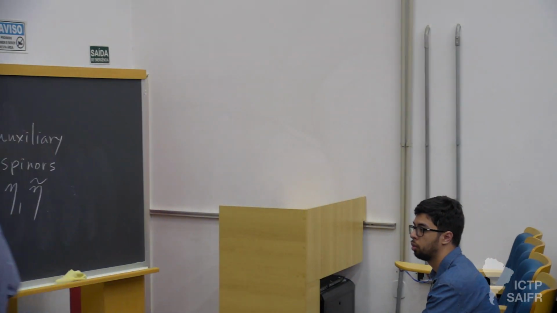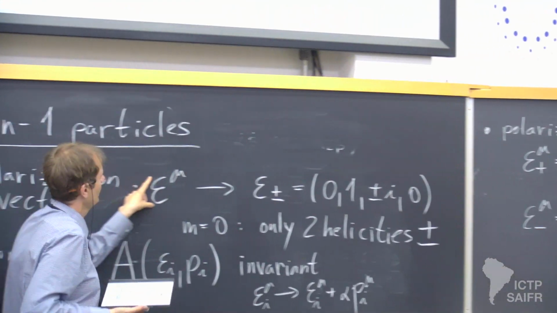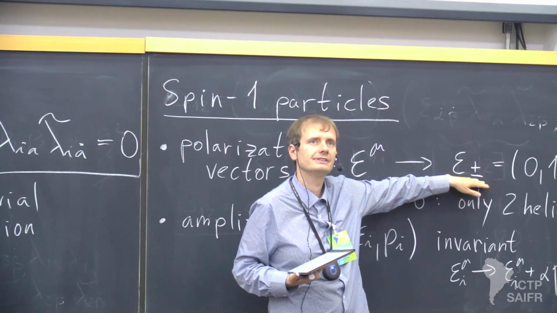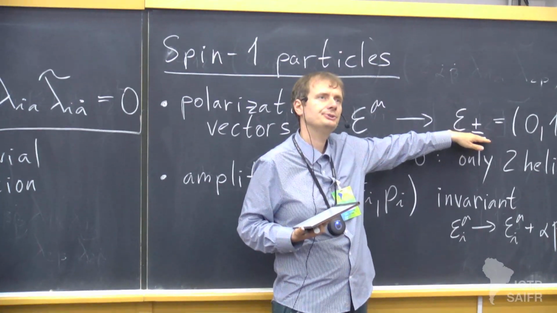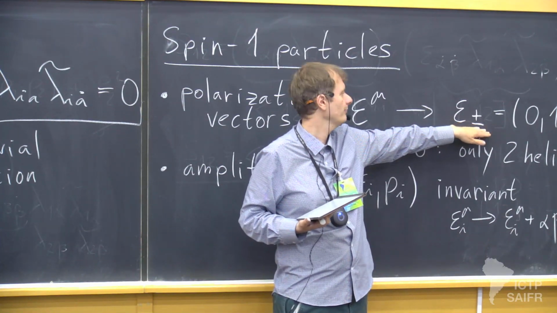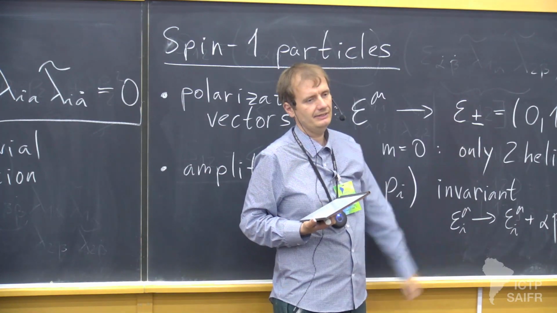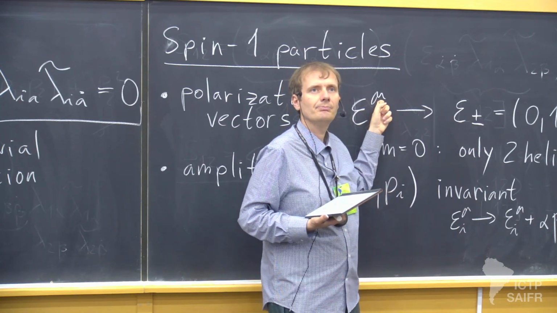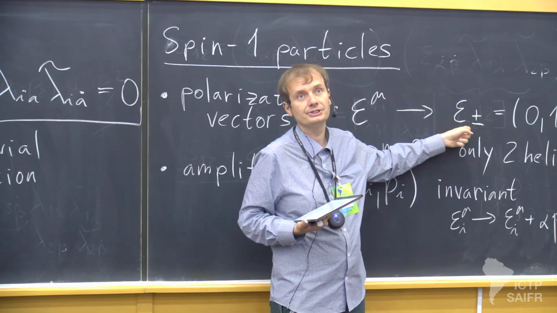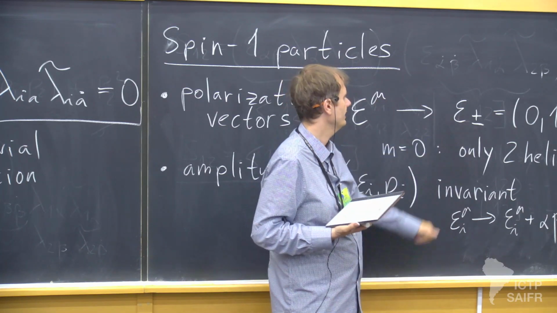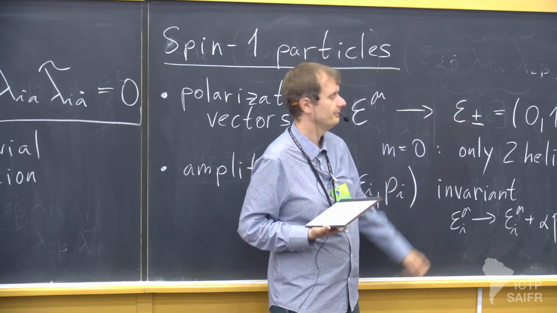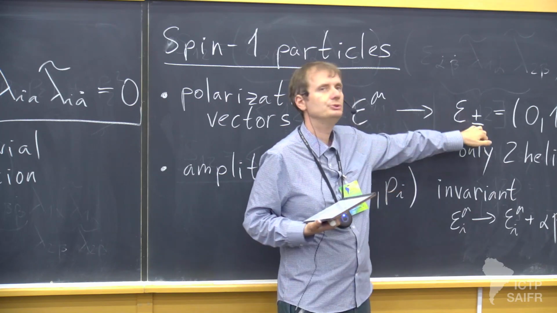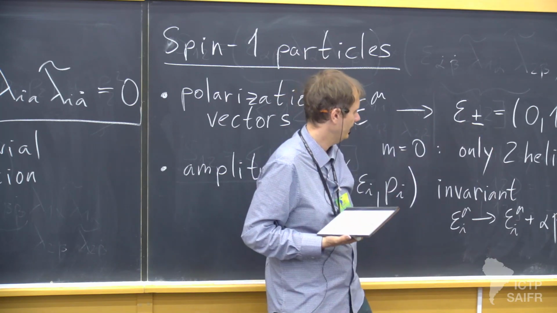So the epsilon mu has 4 components, and we have only 2 polarizations. So the epsilon should have only 2 degrees of freedom. That's the problem when we use Lorentz invariants, because they have a space-time index, which has 4 components, but our physical object has fewer degrees of freedom. So we have to impose constraints on this in order to move from 4 to 2.